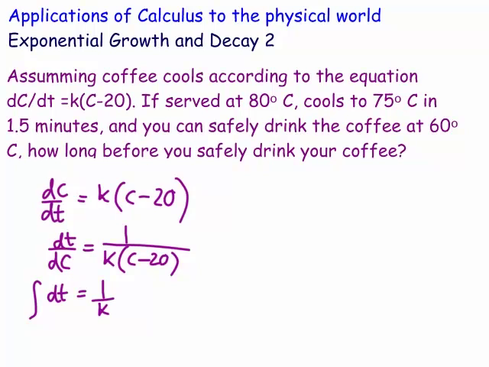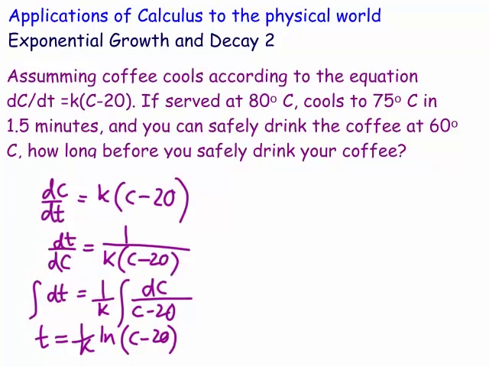The integral here is dC over (C minus 20), which is going to be an ln. So we get that t is equal to 1 on k ln(C minus 20) plus another constant. We've got k's and C's floating around here, so I'll call this other constant c1 to differentiate it from the other constants.